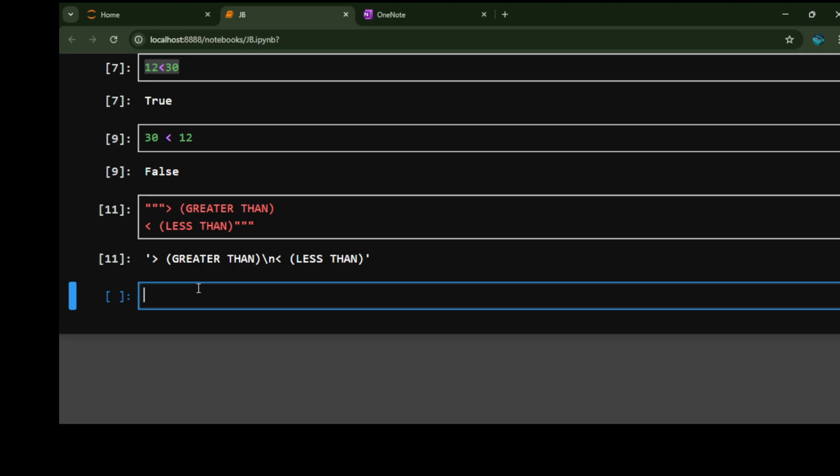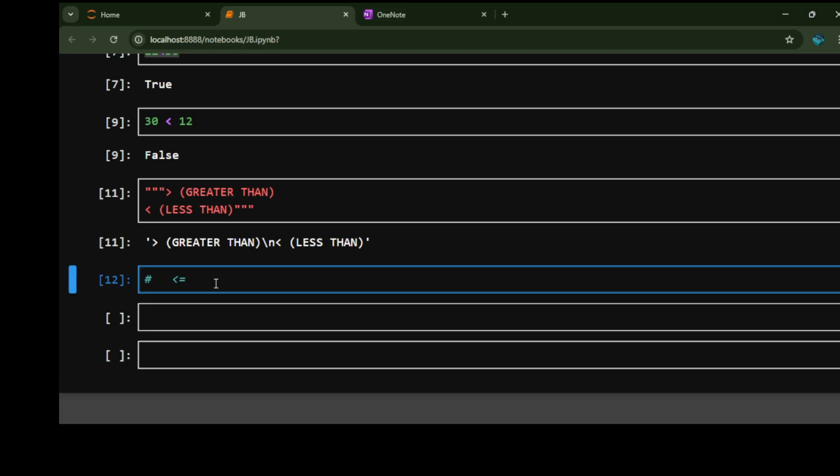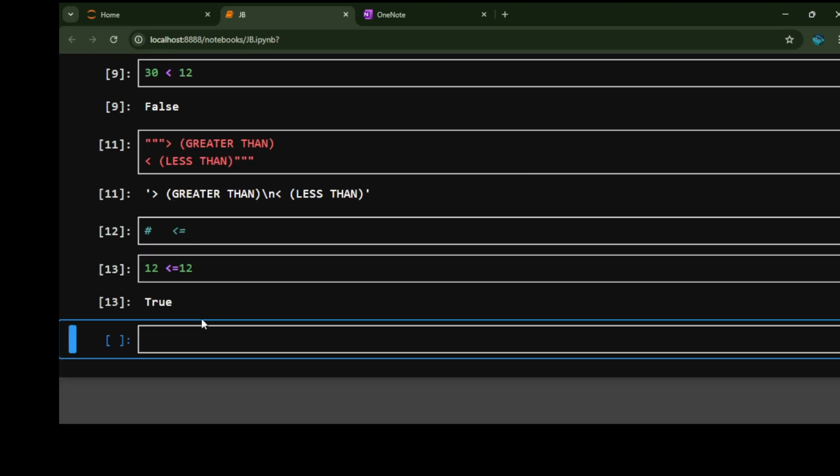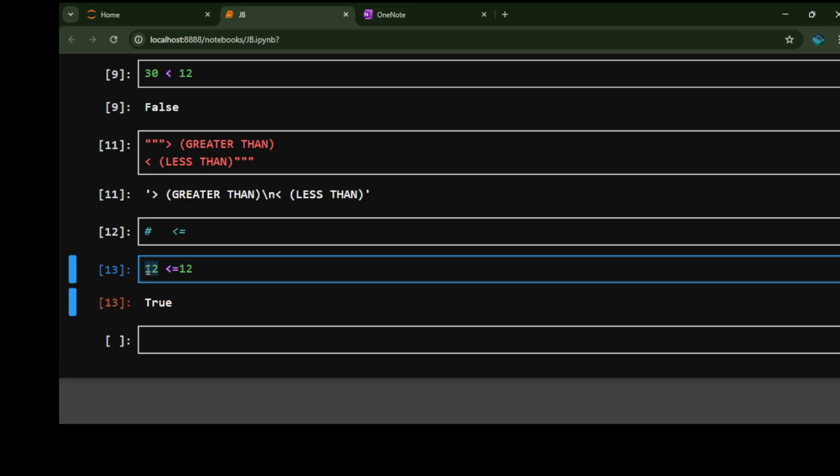Here we have a new operator, that is less than equal to. This operator compares two values to check whether they are equal or less than. Let's see how this works. 12 less than equal to 12. This will give us true because it will check whether the value on the left hand side and right hand side are equal, or the left hand side value is less than the value of the right hand side.